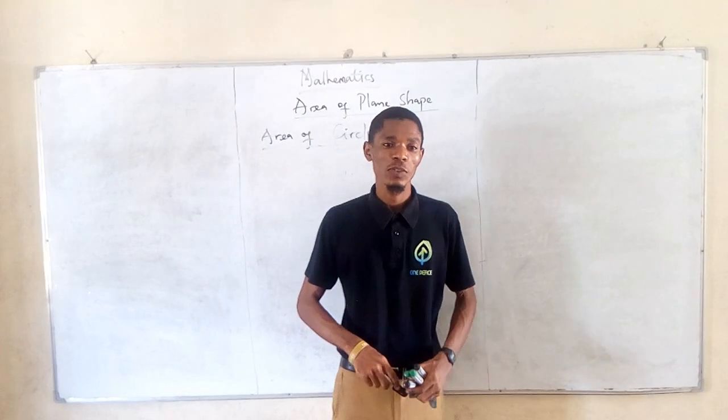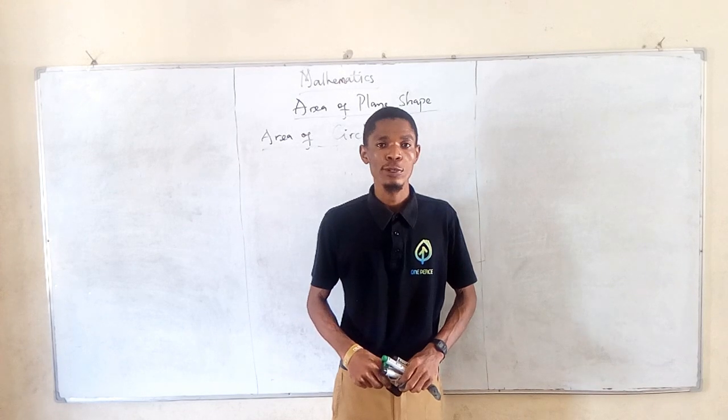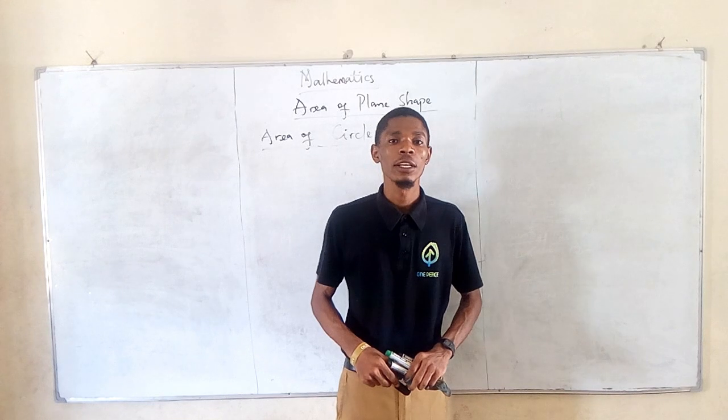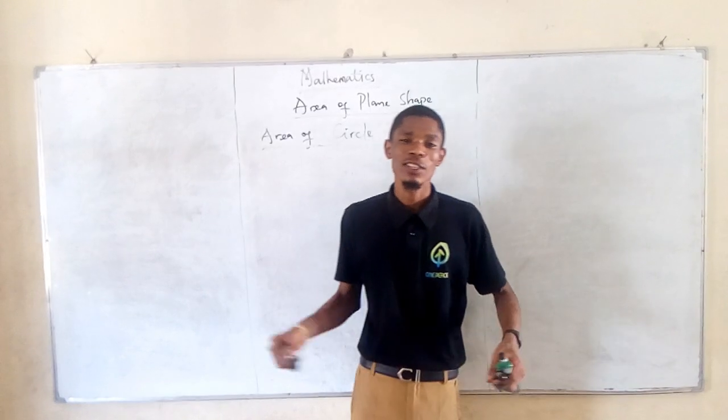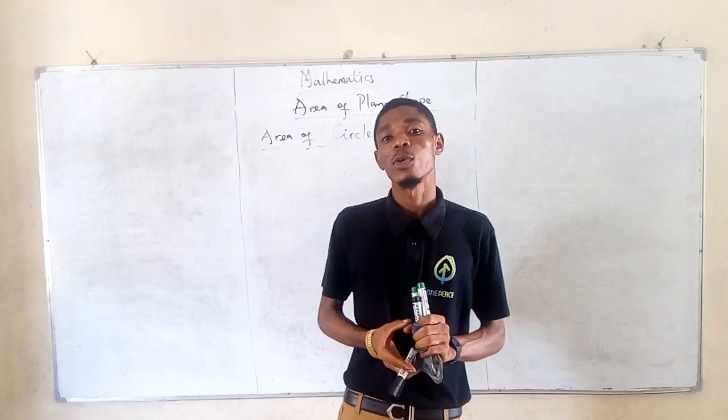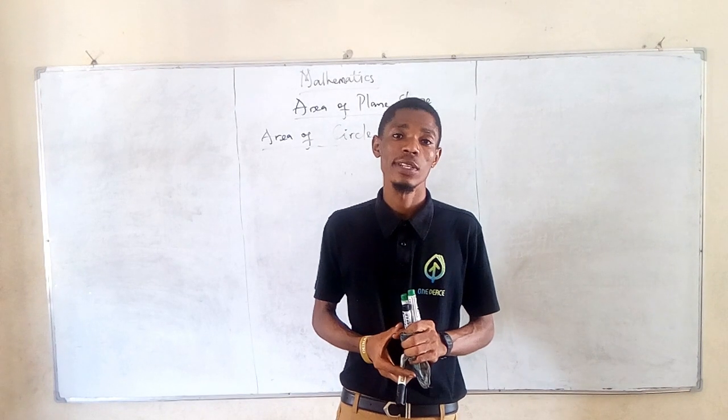Still treating areas of plane shapes, and in this episode we'll be treating areas of circles. Okay, areas of circles. Now there are a few things you need to know about a circle. As for a square, it has 4 equal sides. A rectangle has 2 opposite equal sides.